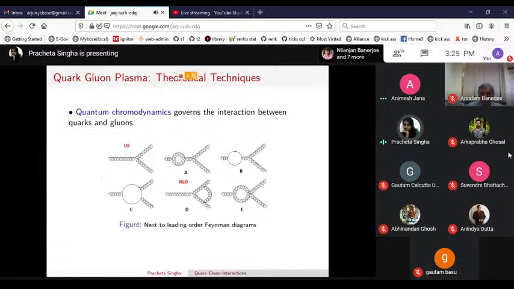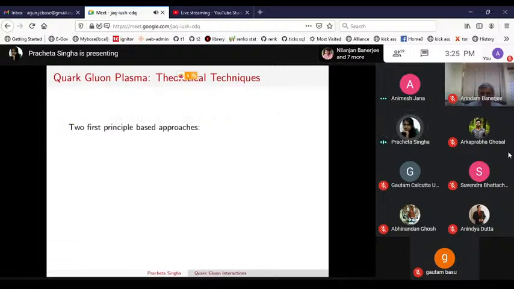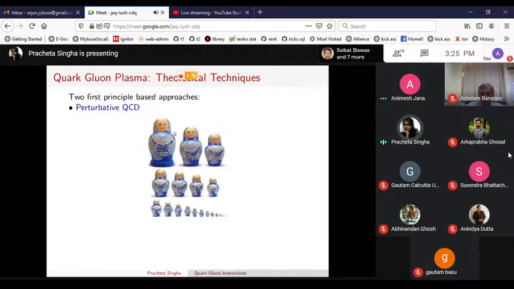So how do we theoretically handle it? Now we have two basic principle-based theoretical approaches. The first one is perturbative QCD. This perturbative QCD rests on the hope that if this is the contribution from the leading term, the contribution from the next to leading order term, or from the next to next leading order term, will decrease, such that after considering sufficient terms, we can truncate the series and say that all the other terms left behind don't contribute significantly.